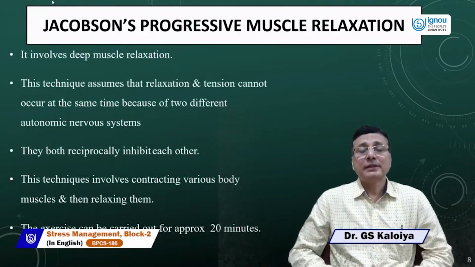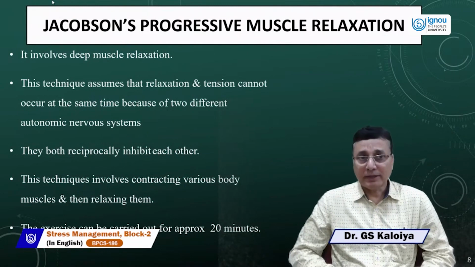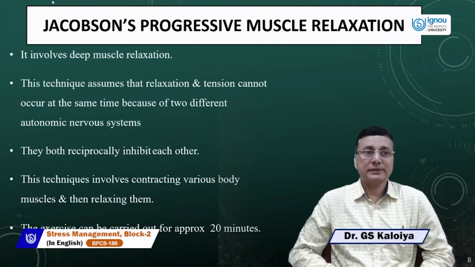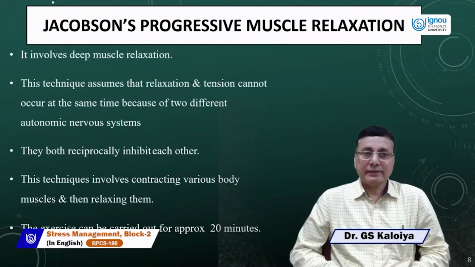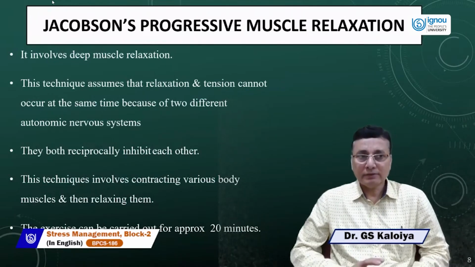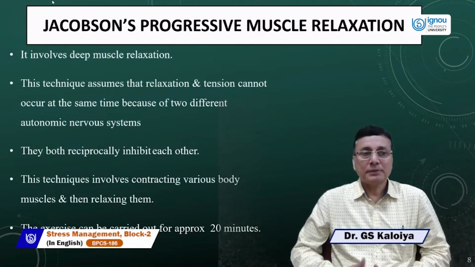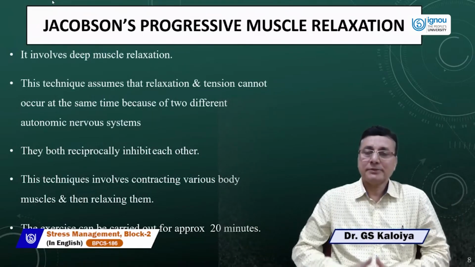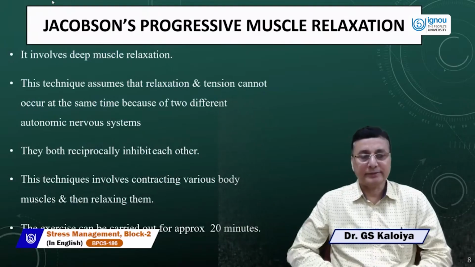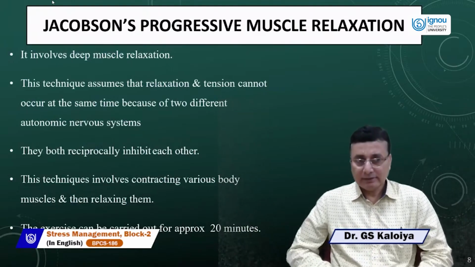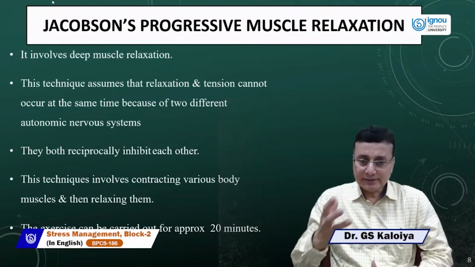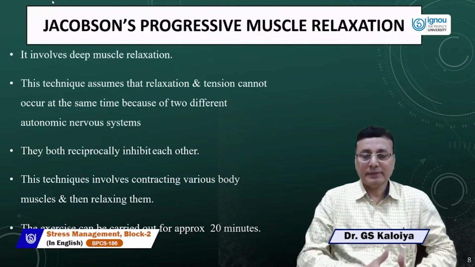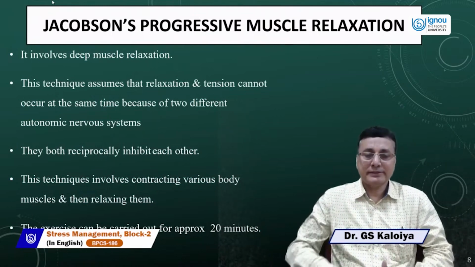One of the most popular relaxation techniques is JPMR, Jacobson Progressive Muscle Relaxation. So let us see what it is. It involves deep muscle relaxation. This technique assumes that relaxation and tension cannot occur at the same time because of the two different autonomic nervous systems, parasympathetic and sympathetic. They both reciprocally inhibit each other. Like if the sympathetic system is active, the parasympathetic system cannot be active at the same time.